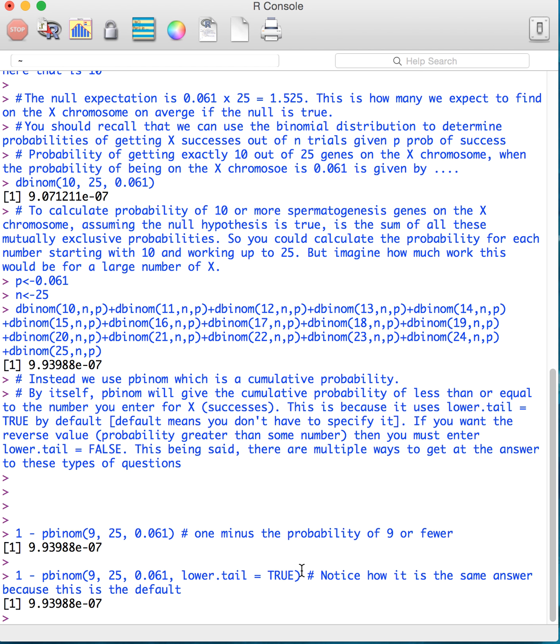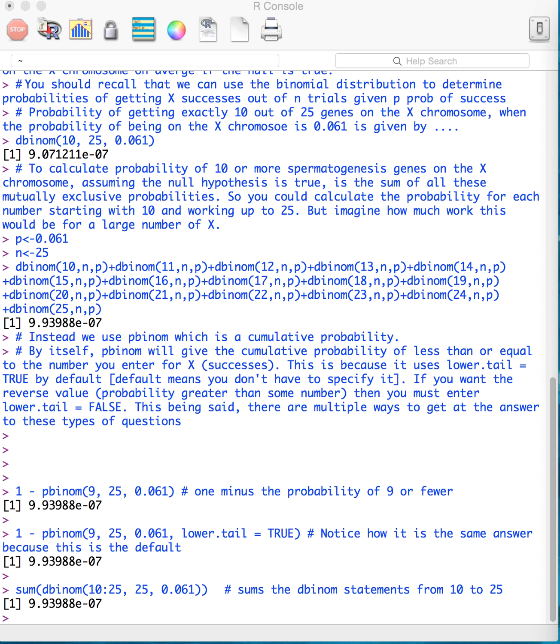We could also take advantage of the sum feature. So here we're doing the sum of all of the dbinom values from 10 to 25. This is very similar to what we did above, where we actually typed each and every one out.